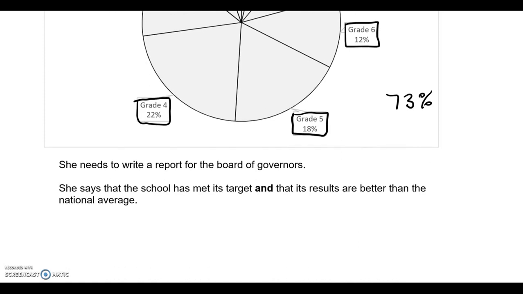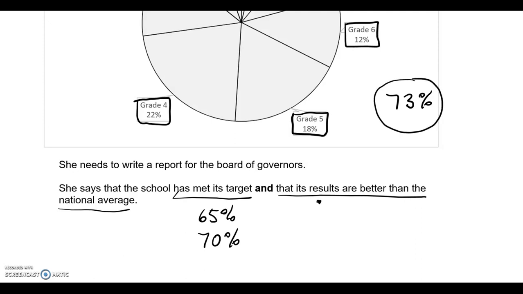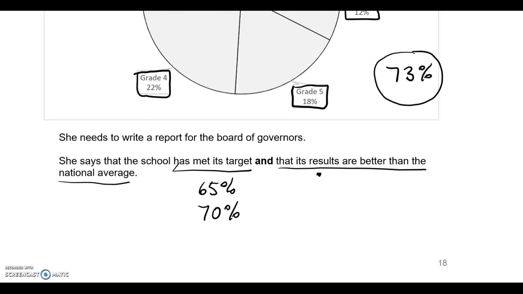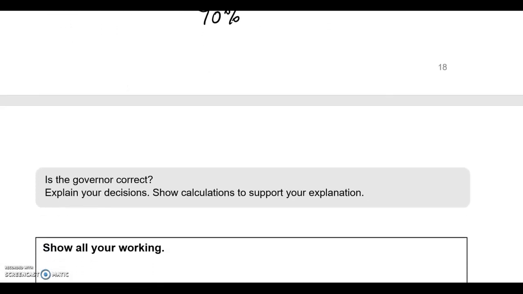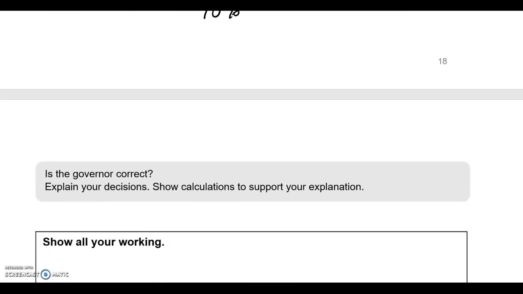So, she says that the school has met its target and that its results are better than the national average. Now, the target was 65%, and the actual results at grade 4 and above make 70%. So that means the school has met its target, but the results are not better than the national average, which stands at 73%. And we've done the calculations.